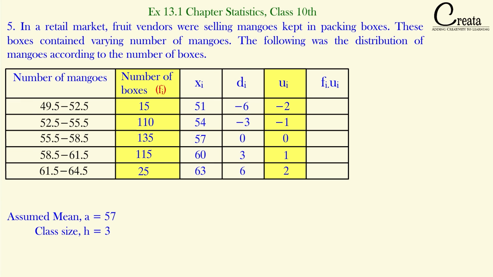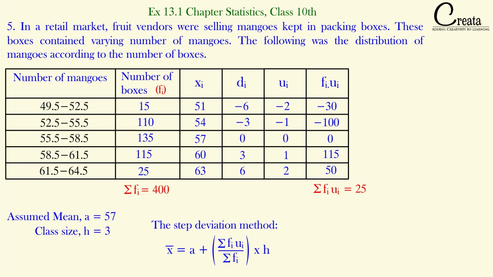In the first row, 15 into -2 is -30. 100 into -1 is -100. 135 into 0 is 0. Next, it is 115 and 50. So we have multiplied Fi with ui. Let's do the addition to get sigma Fi ui, which is 25. And let's add all the values of Fi, which is 400. Okay, we got all the values.